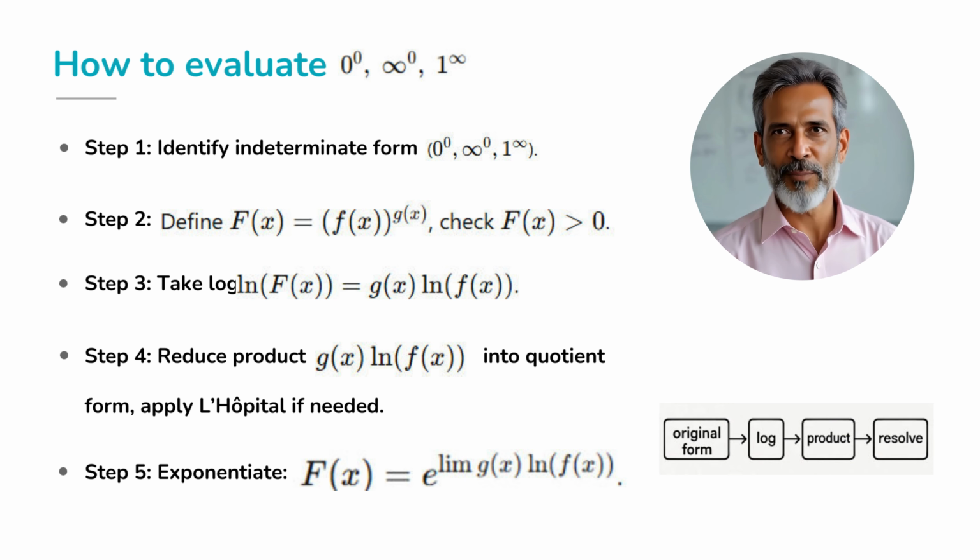Step 4. Now simplify that product into a neat quotient form if needed, and then apply L'Hopital's rule or any clever algebraic trick to find the limit. Step 5. Once you've found that limit, let's call it capital L, just exponentiate. In other words, F(x) equals e raised to the power L. That gives you the final answer. So remember this magic chain. Log, then product, then resolve, then exponentiate. If you keep that sequence in your head, you'll never get lost in these exponential mazes.